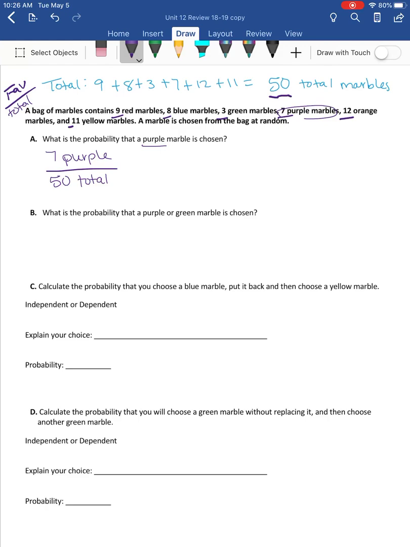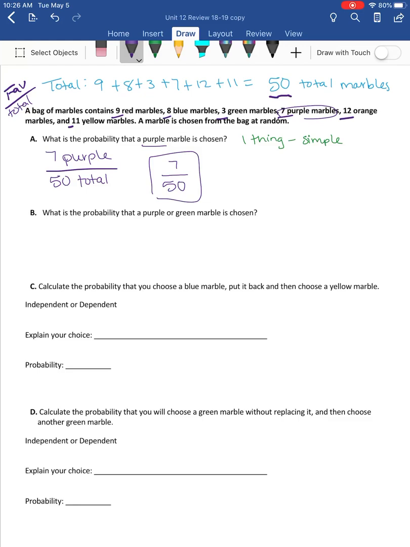Now this is simple probability because it was really simple to figure out, right? There was one thing. Anytime that there is one thing going on, that's going to be simple probability. You don't have to do anything extra like the overlap or multiplying or anything like that. It's just favorable over total, simple as probability gets. So for this particular problem, the probability of choosing a purple marble from this bag is 7 out of 50.